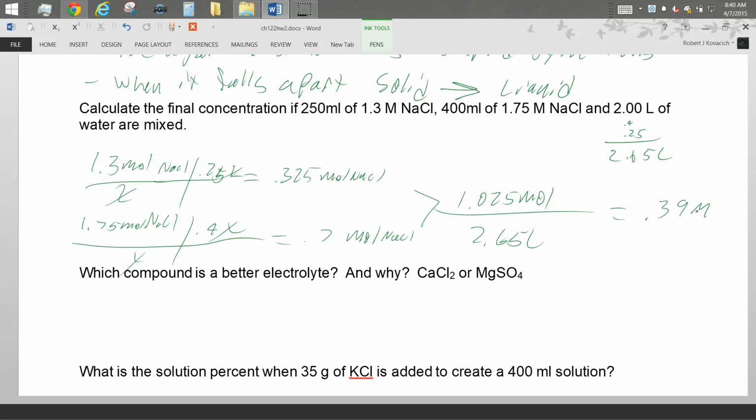That good? Is it? Sure, yeah. One sig fig in that 400 milliliters. I guess I should have put a decimal place there or something. But not too hard, right?